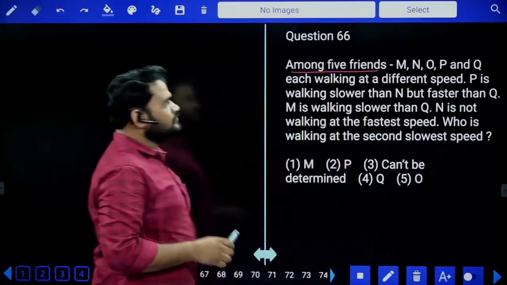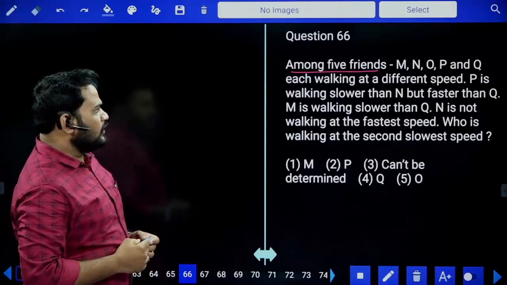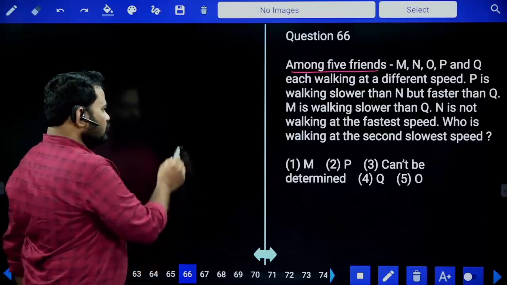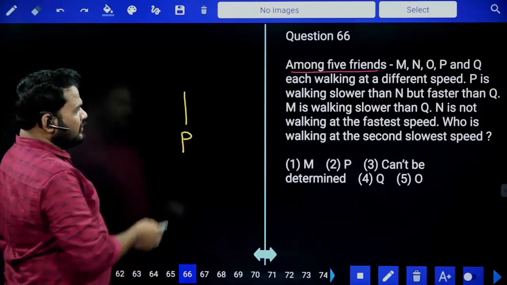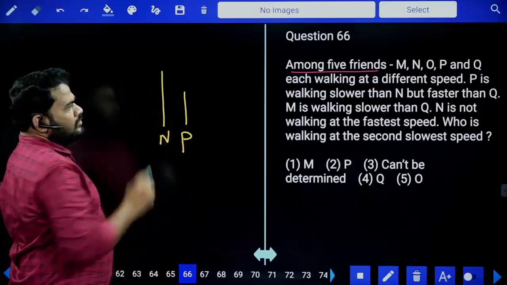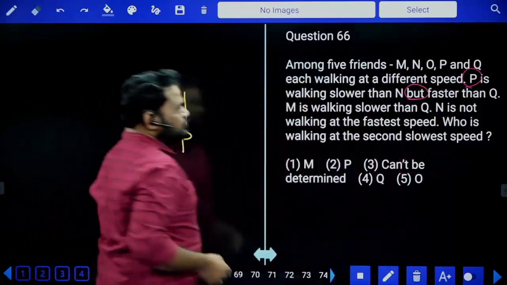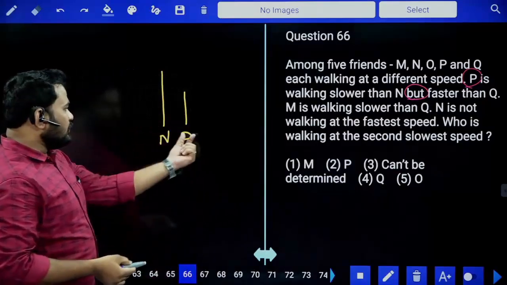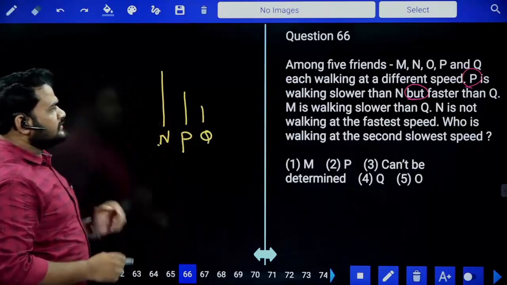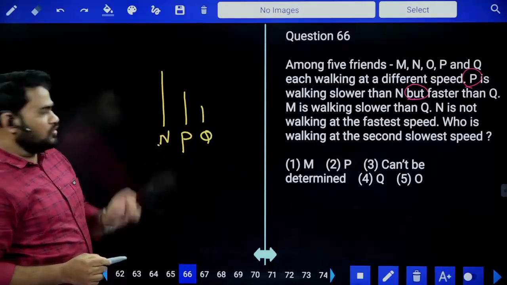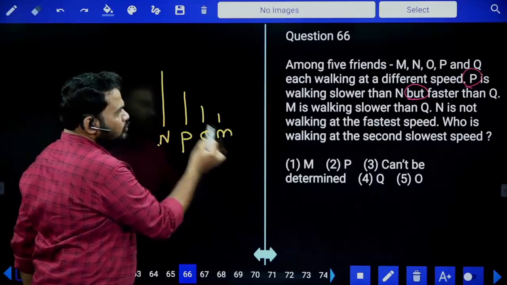Among five friends, M, N, O, P and Q, each walking at a different speed, P is walking slower than N. So whatever the speed for P is, P is walking slower than N. But whenever the connector "but" is presented, we take the starting letter, that is P is faster than Q. P is slower than N and P is faster than Q. Next, M is walking slower than Q. So as M is walking slower than Q, M will be after Q only.